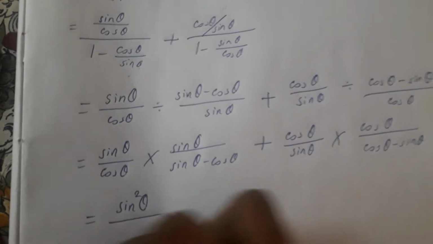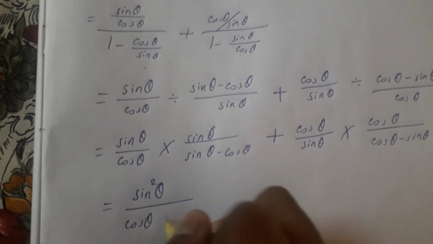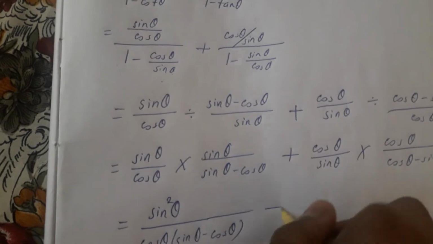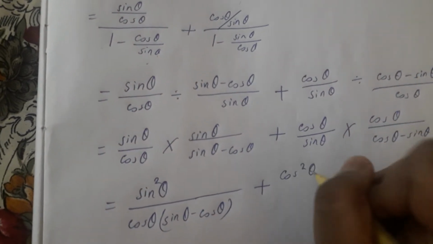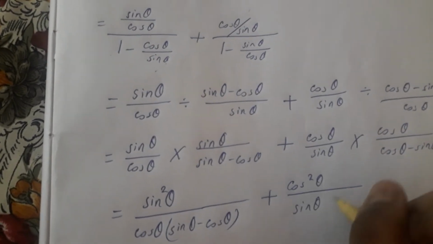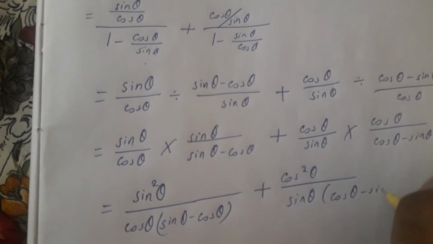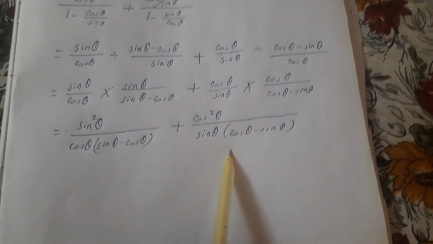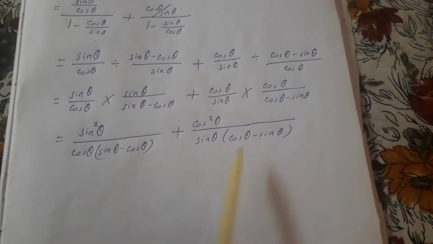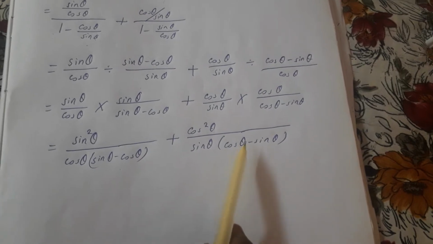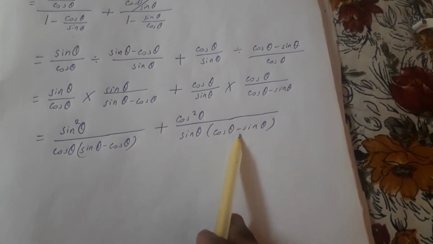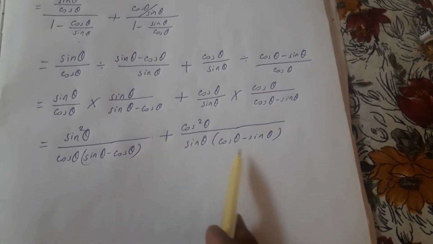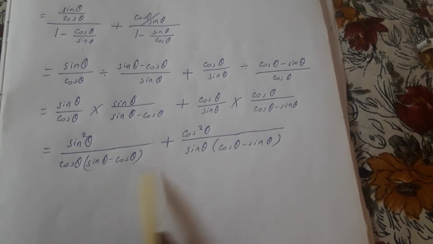Sin square theta divided by cos theta into sin theta minus cos theta, plus cos square theta divided by sin theta into cos theta minus sin theta. Now see here, both these are the same, but there is a difference in their sign. So you have to take the negative sign out here, so that it becomes the same, sin theta minus cos theta.